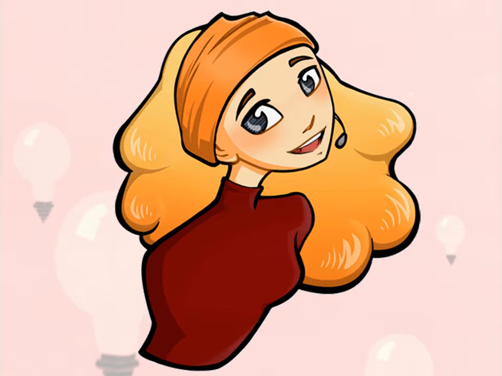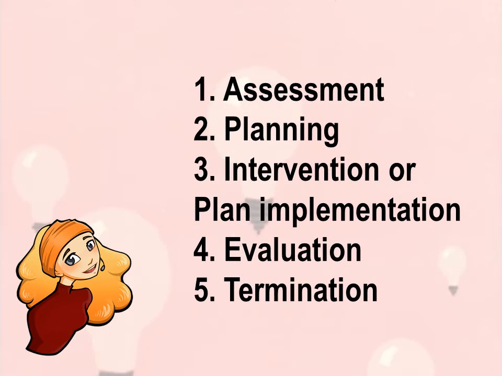In this video we are going to talk about the steps in the social work helping process. The social work helping process consists of the following sequential steps, which are followed when working with any type of client system, for example, individual, family, small group, and community. The steps are assessment, planning, intervention or plan implementation, evaluation, and termination.